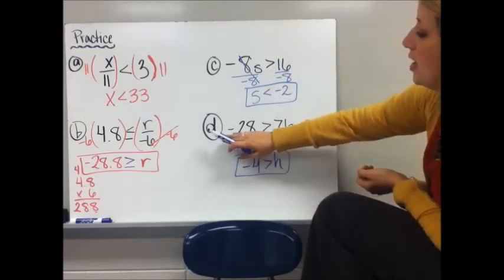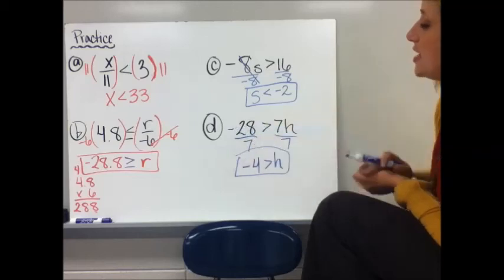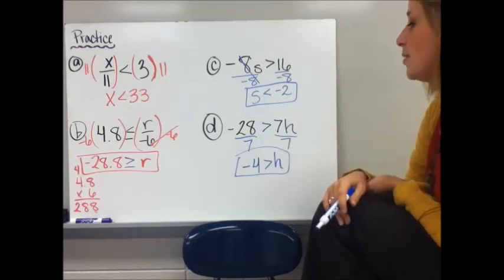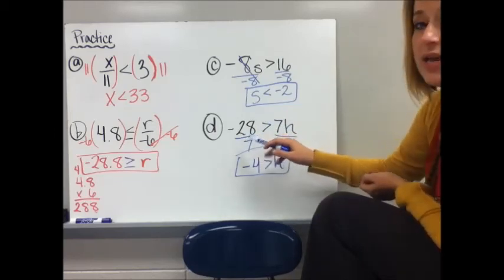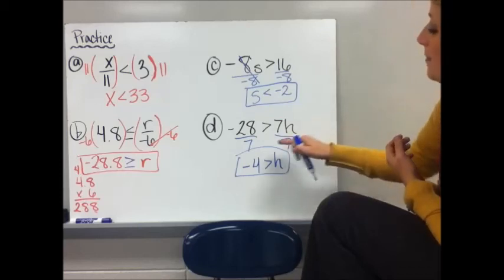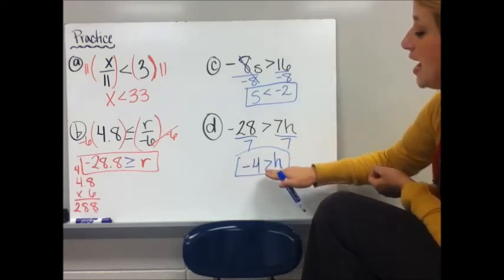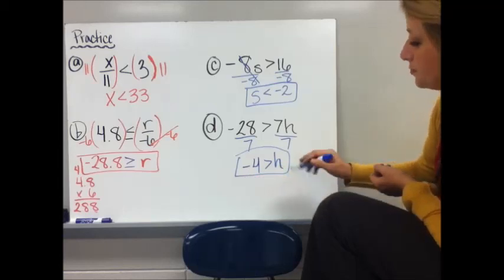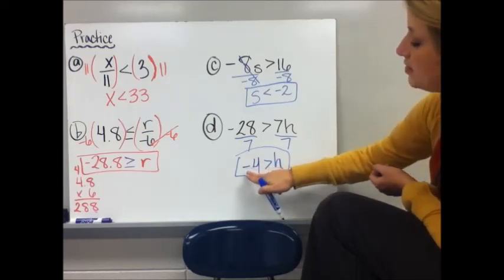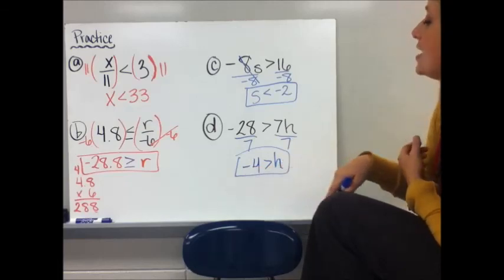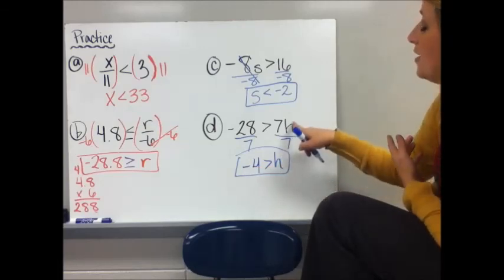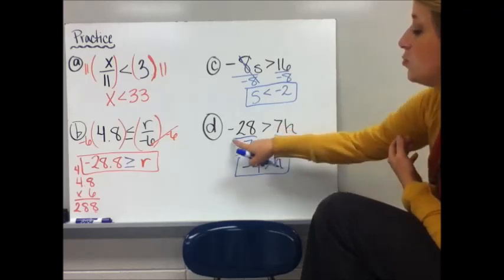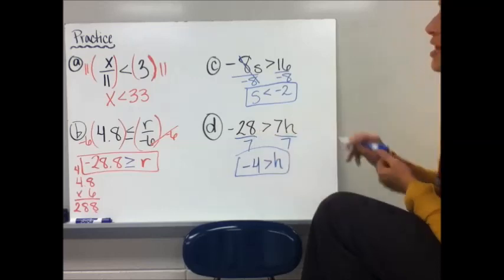For D, -28 is greater than 7h. I'm going to undo multiplying by 7 by dividing by 7 on both sides. Yes, there is a negative, but that's not what I'm undoing. I'm undoing with a positive 7, so the sign remains the same. -4 is greater than h. I can pick something that's less than -4, such as -5. If I were to put -5 in for h, 7 times -5 is -35, and -28 is greater than -35.